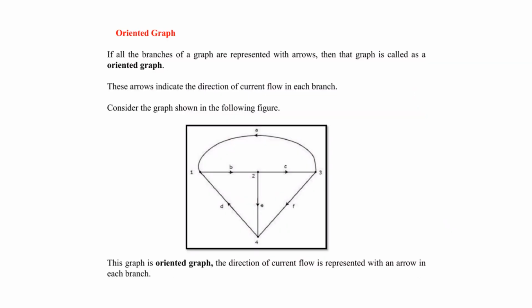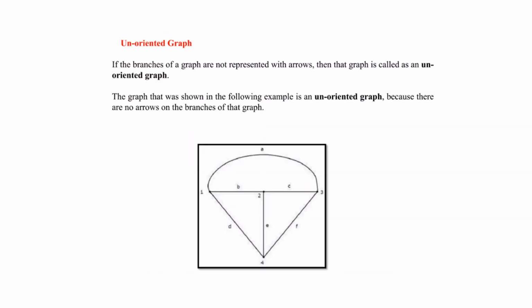Oriented graph. If all the branches of a graph are represented with arrows, then that graph is called an oriented graph. These arrows indicate the direction of current flow in each branch. Unoriented graph. If the branches of a graph are not represented with arrows, then that graph is called an unoriented graph.